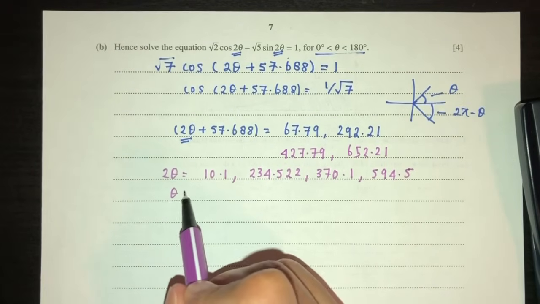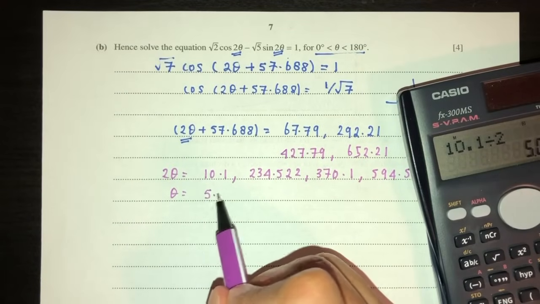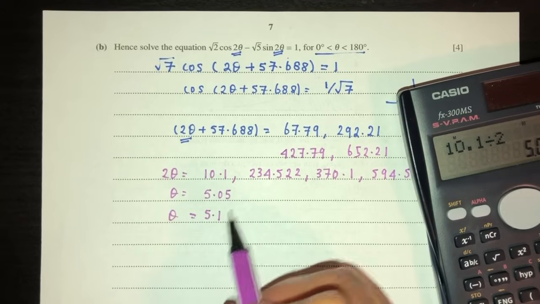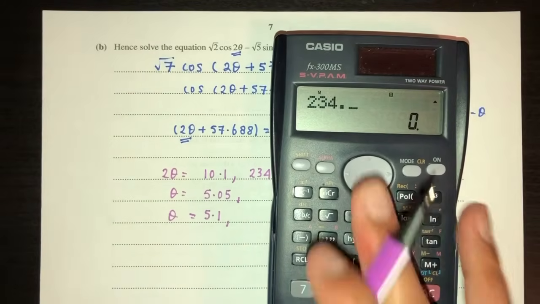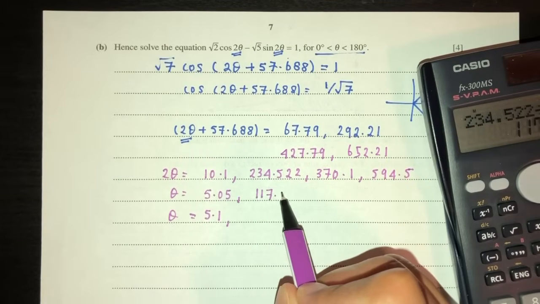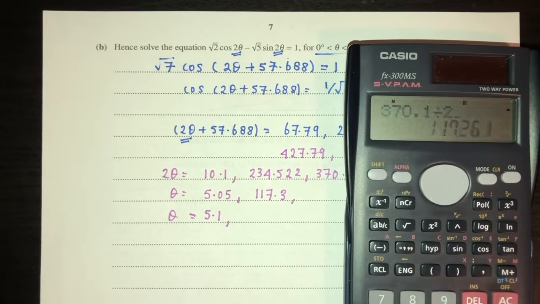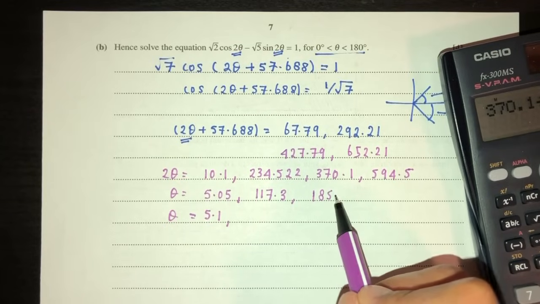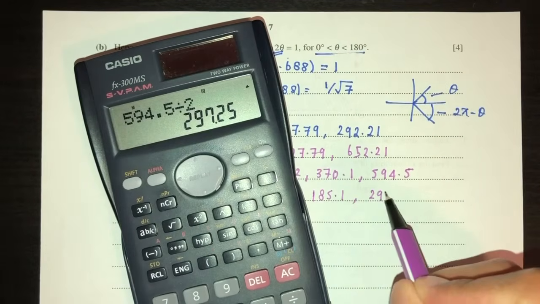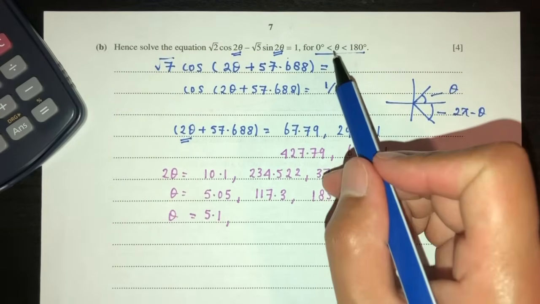Now to find the value of theta, divide everything by 2. 10.1 divided by 2 is 5.05. Now to one decimal place for degrees, that will be 5.1, and the rest will be: 234.522 divided by 2 is 117.3. 370.1 divided by 2 is 185.1, and then the last one, 574.5 divided by 2, is 287.23. Sorry.